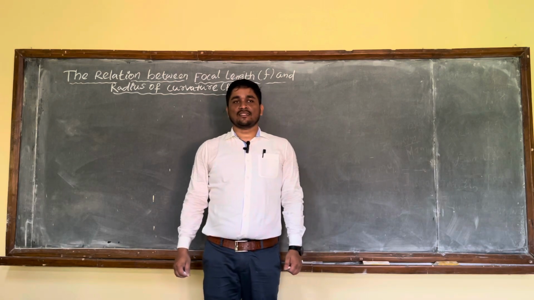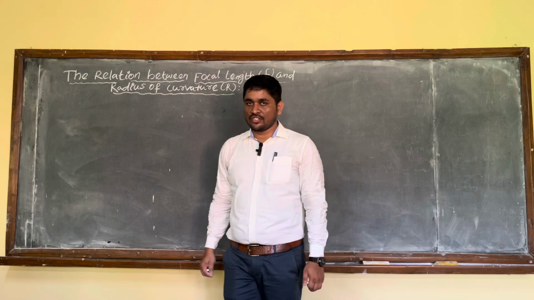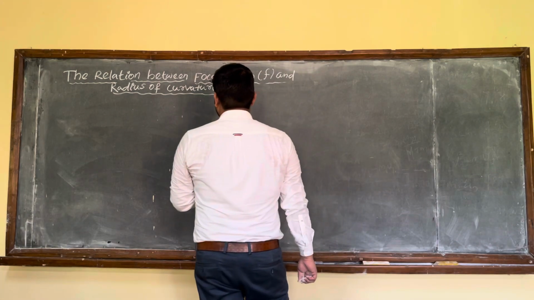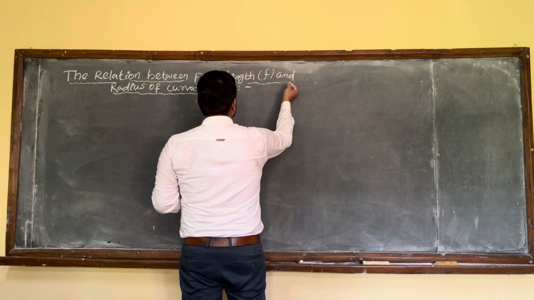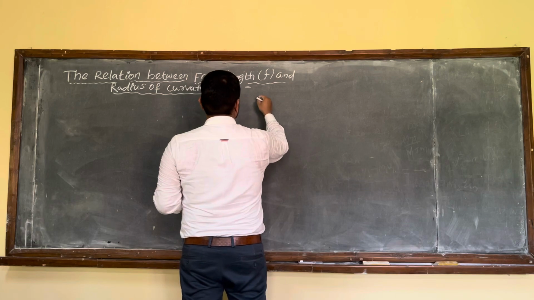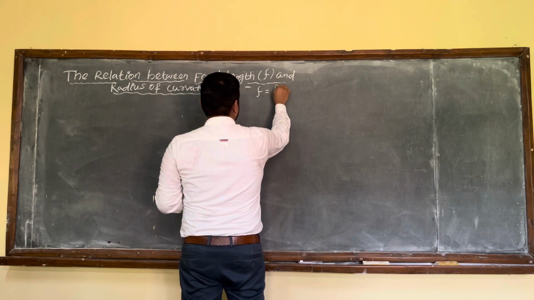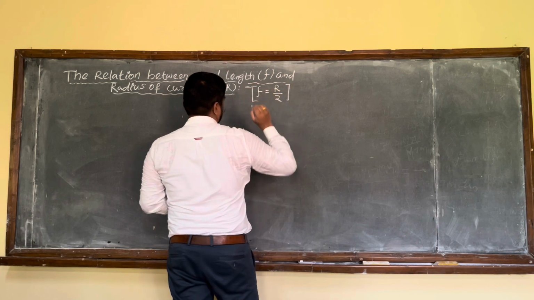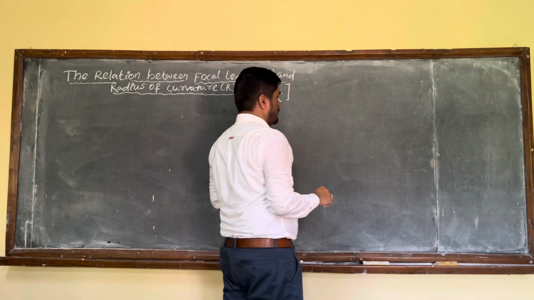So today we'll discuss the relation between the focal length f and the radius of curvature r. The relation is that the focal length f is equal to half of the radius of curvature. You have to prove this: f is equal to half of the radius of curvature.